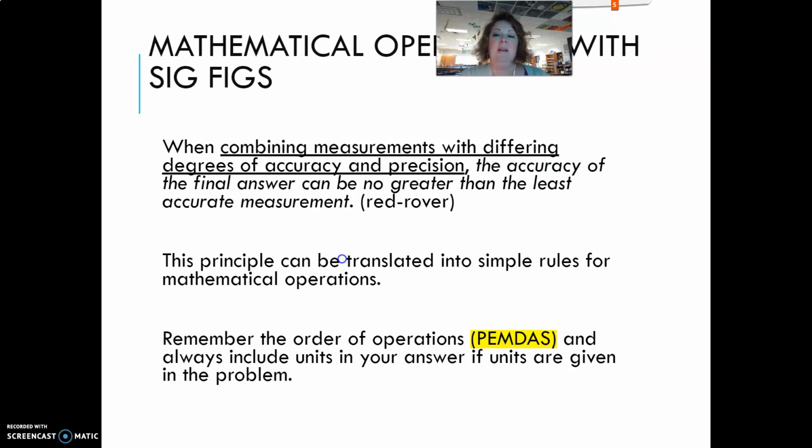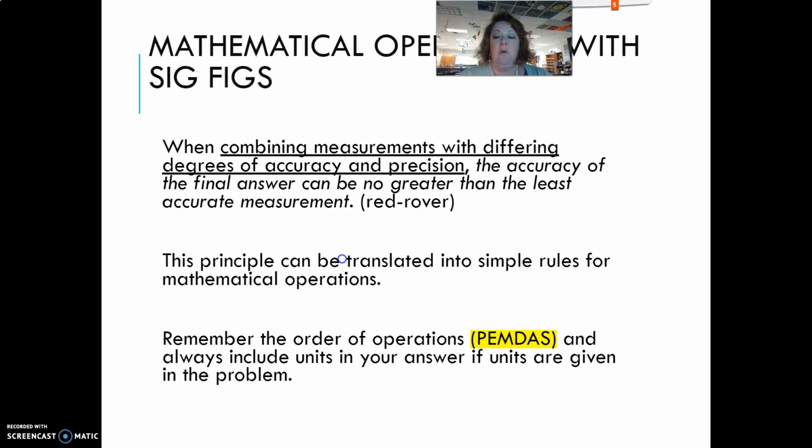So let's look at our mathematical operations when we're using significant figures. When combining measurements with different degrees of accuracy and precision, the accuracy of the final answer can be no greater than the least accurate measurement. I think of it as, remember that game called Red Rover? We all stand in a line and hold hands and we call somebody over and they try to break through our arms. Maybe it was just in my old days. It's sort of like that. Our number is only going to be as strong as our least number of sig figs.